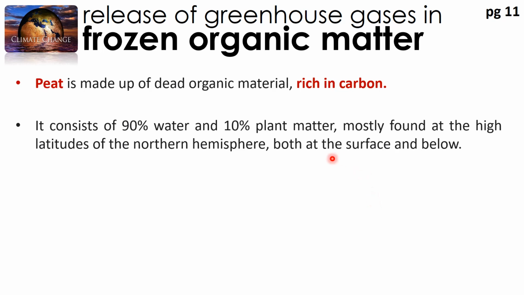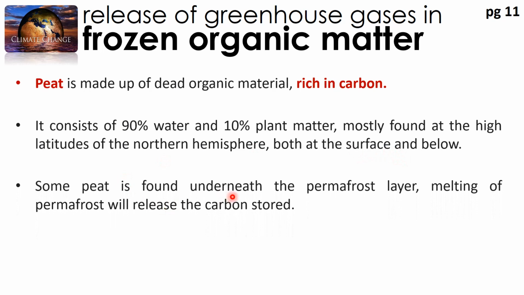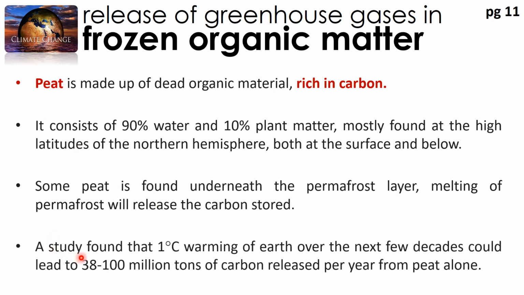Nonetheless, peat is mostly found at the high latitudes of our northern hemisphere. It can be found both on the surface or below, and some of this peat is found underneath the permafrost layer. So the melting of permafrost will also release the carbon stored in the peat. A study found that just 1 degree Celsius of warming of the earth over the next few decades could lead to 38 to 100 million tons of carbon released per year from peat alone.